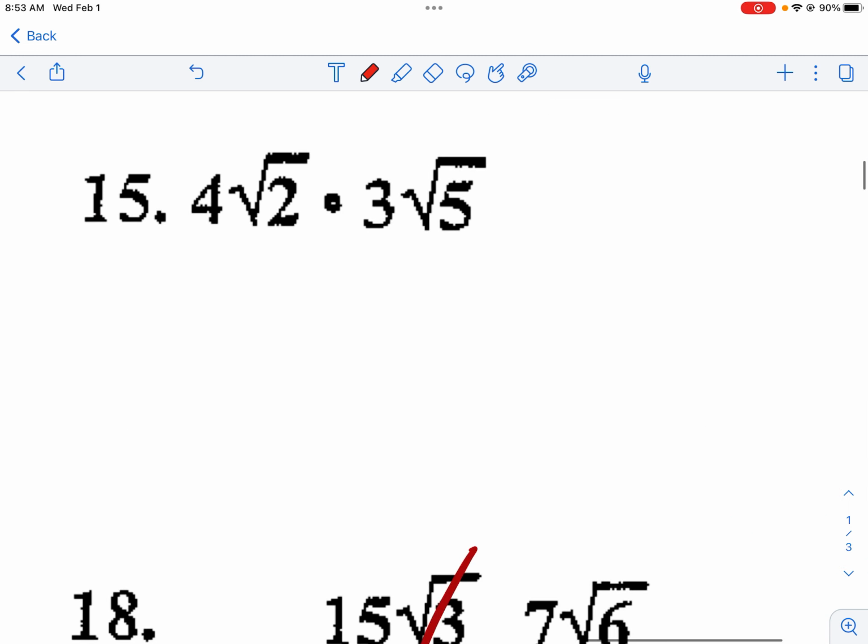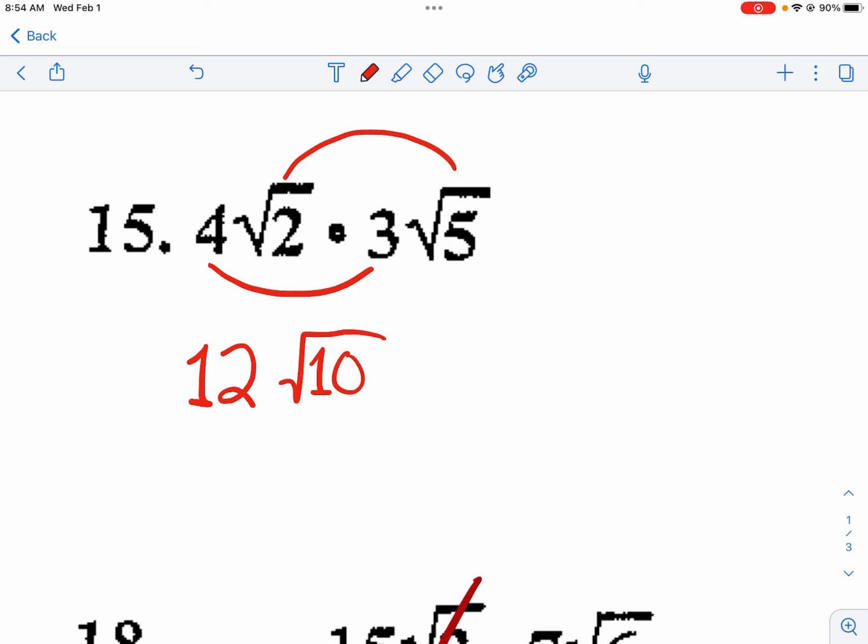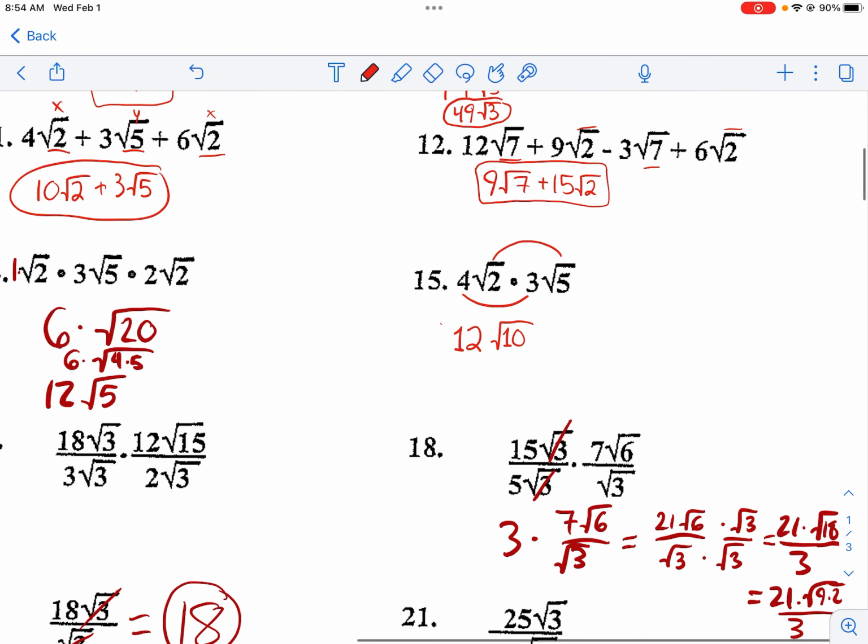For number 15, I have 4 times square root of 2 times 3 times square root of 5. I'm going to multiply those square roots, and I'm going to multiply my coefficients. So I'm going to have a 12 when I multiply my coefficients times square root of 10. I think, does 10 have any perfect square factors? Perfect square factors for me are 4, 9. Are any of those factors of 10? No, so I'm done. Box that one in as well.